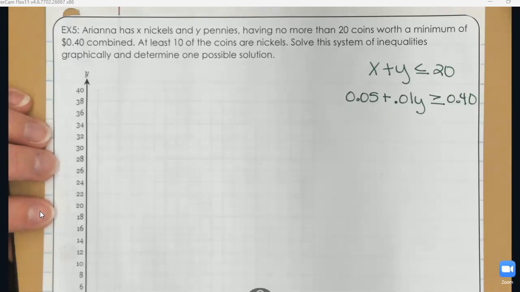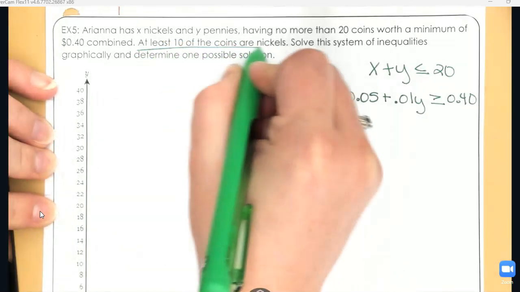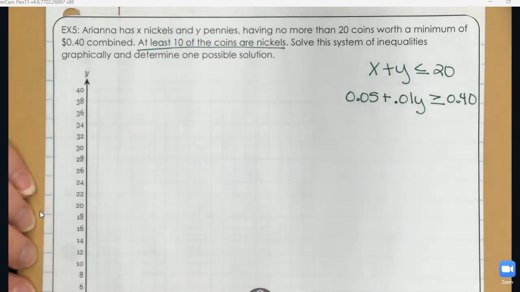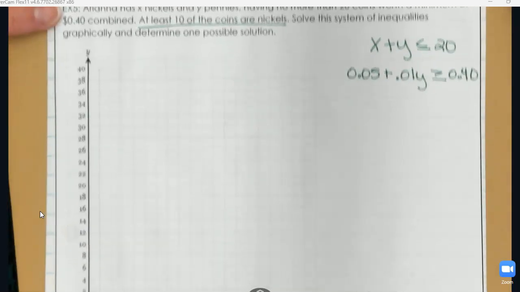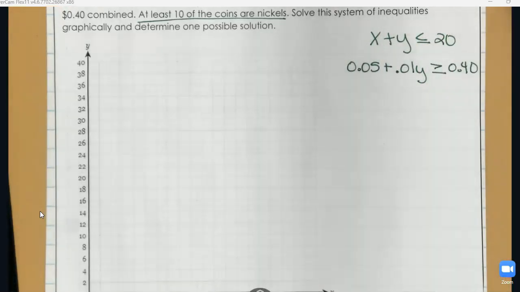Graph and solve. Now this one is saying at least 10 of the coins are nickels. So this is going to come into play when I look at my graph and my potential solutions. But our first step is going to be to get this on the graph. So first we need to rewrite each of these inequalities so that we can see the slope and the intercept. And I'm running low on time, so I'm going to continue this in a second video.